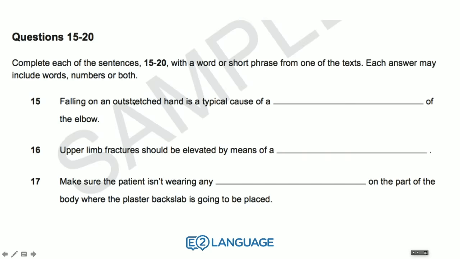So the trick with these short answer questions and with the sentence completion questions is that the sentence is written here in a different way in the text, but will have the same meaning. For example, it'll use synonyms and a different sentence structure. There will be keywords like elbow or hand, for example. Then you'll need to read carefully in the text to find the specific word or short phrase to finish this sentence. It requires a bit of practice.